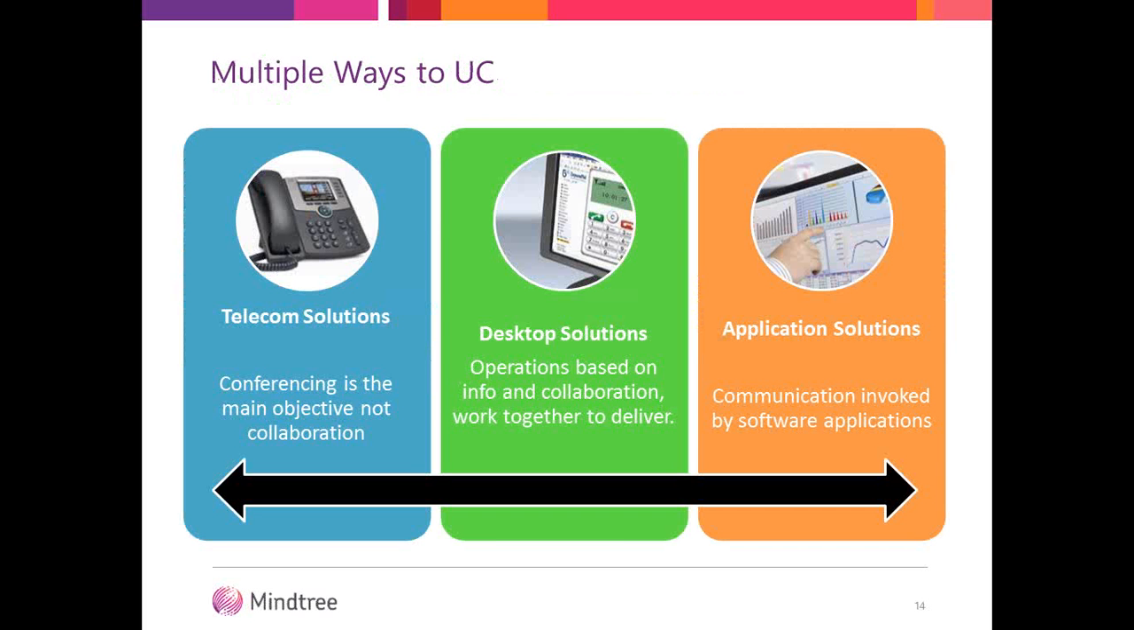The next point here is that we can have multiple types of unified communication solutions. Depending upon your need, you can choose what type of solution you want. For example, your solution can be based on telecom, or your telecommunication. If you have a large number of phone calls, or your video conferencing is only for face-to-face interaction, not for collaboration purposes, then you can go for this telecom-based unified communication solution. If your operations are mainly based on your emails and documents, and you have to do a lot of collaboration, then you can go for a desktop-based solution.